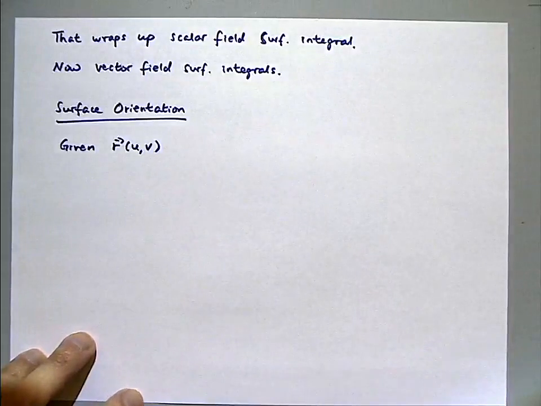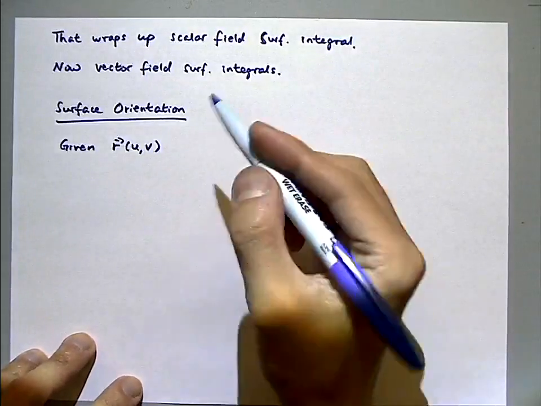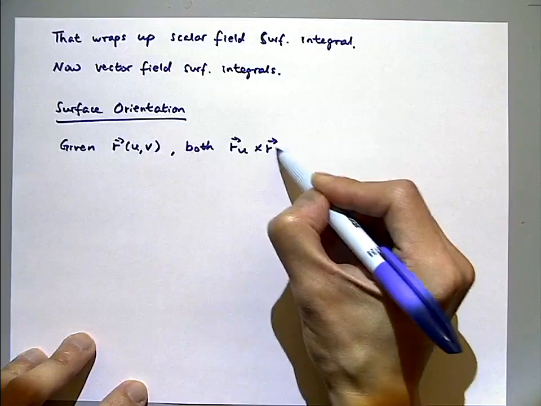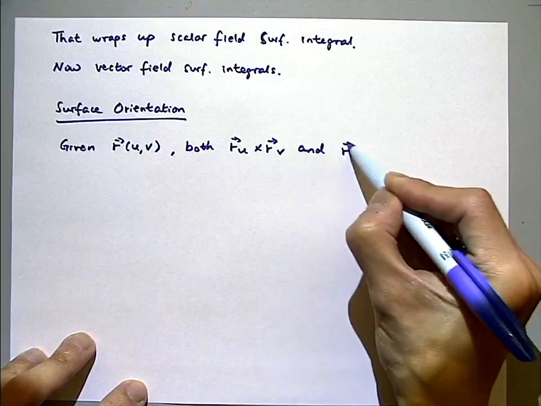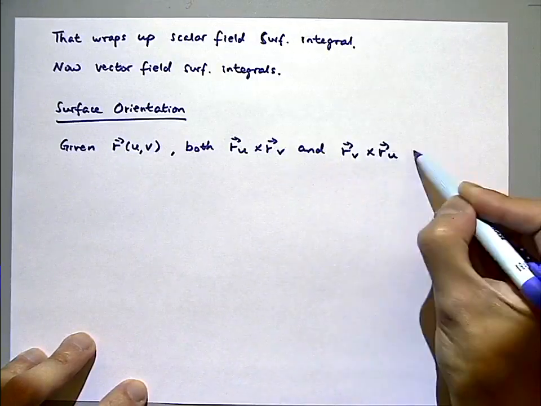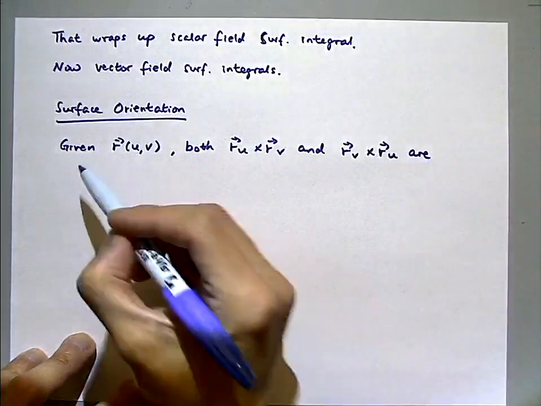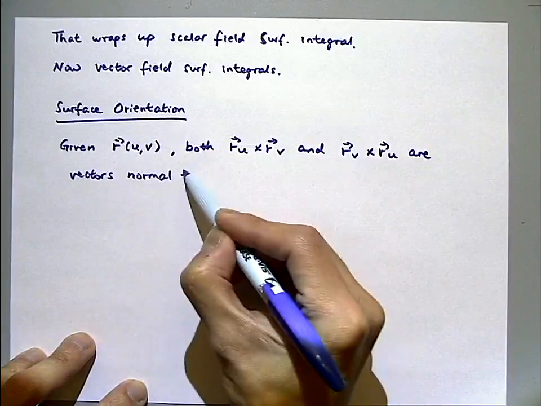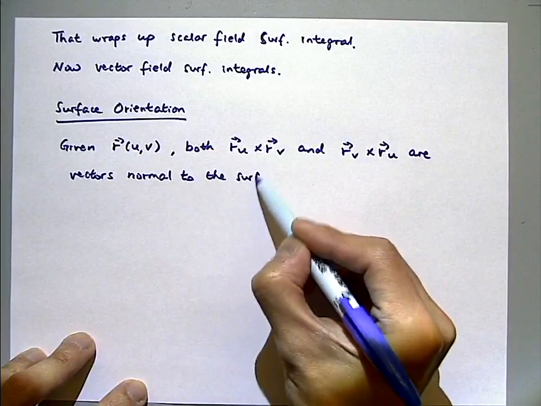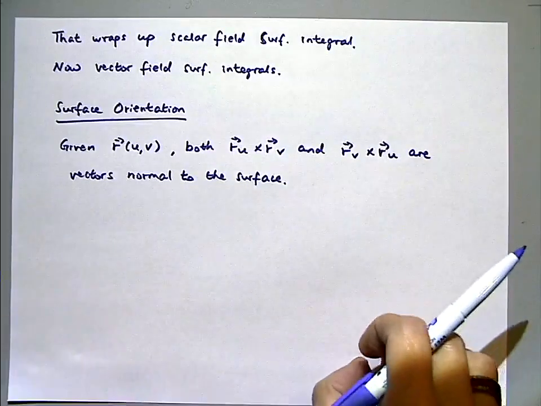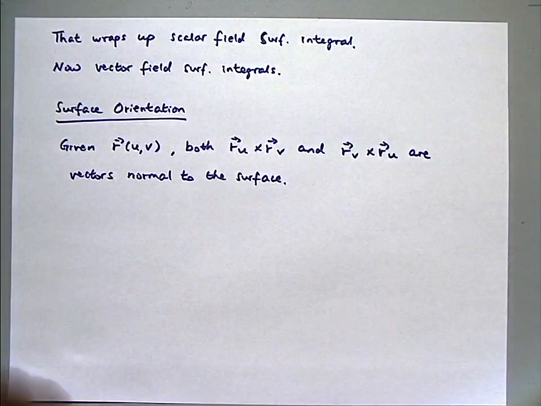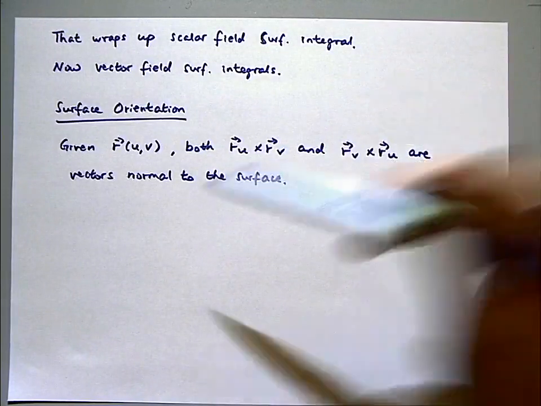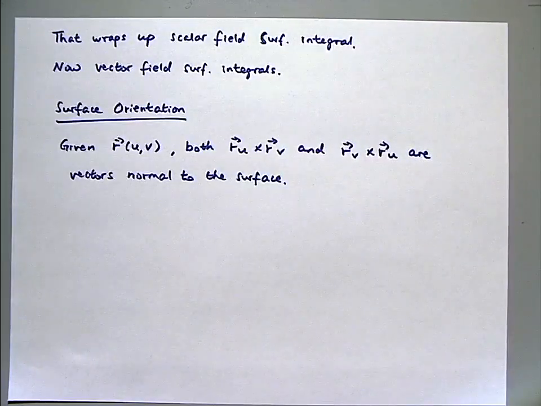So given this parameterization, whatever parameterization we end up getting, both Ru cross Rv and Rv cross Ru are vectors normal to the surface. And the only thing different between these two is the direction. These two are pointing in the exact opposite directions. One is the negative of the other, right? That's the only thing different between these two.